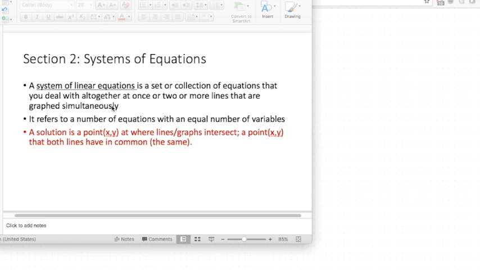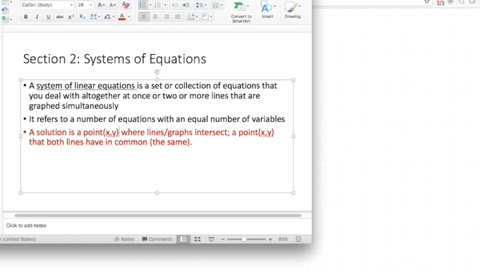And what's very important when dealing with systems of equations, we often have to find a solution, or as they say, solve the system of equations. And that all entails finding a solution. So what is a solution? A solution is a point, obviously an xy point, at a point where lines or graphs intersect, a point xy that both lines have in common, right? Basically a point that both lines have the same. They would have exactly the same x value and exactly the same y value.